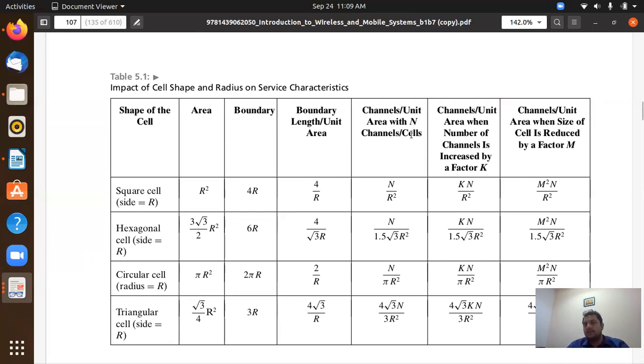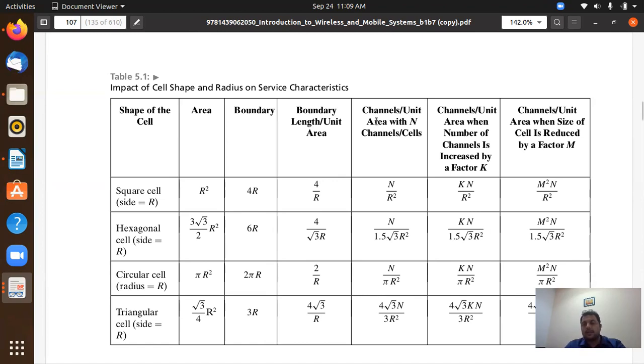How many channels per unit area with n channels per cell? Channel means at a time. So if I'm mentioning that in a cell n channels are permitted, your base station can manage only n users at a time. So it has only n channels which it can allocate to individuals who are mobile users.